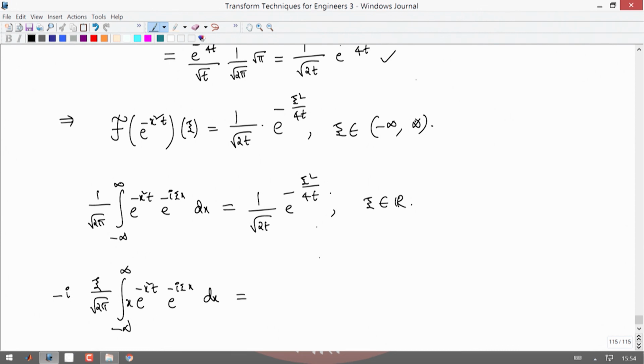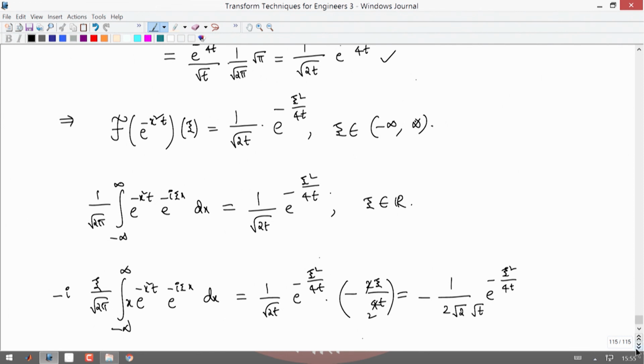This is equal to, if you differentiate this with respect to xi here, 1 by root 2 t times e power minus xi square by 4 t. Now, you differentiate this, you have a minus 2 xi by 4 t. Okay. So, 2 goes. So, you finally end up getting, this is your derivative. So, you have minus 1 by 2 root 2 times root t, e power minus xi square by 4 t.